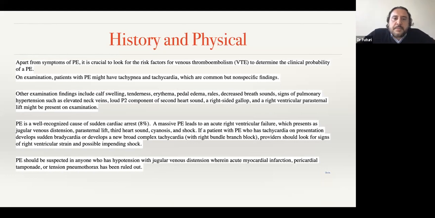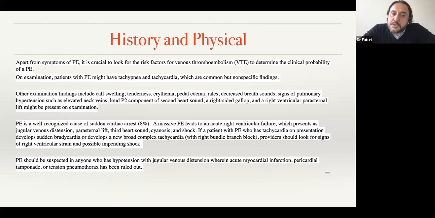In addition to some of the findings in the lower extremity, on physical examination, you may hear decreased breath sounds. Sometimes you may see elevated neck veins from signs of pulmonary hypertension, a loud P2 component of the second heart sound, a right-sided gallop. And in some patients, you may even see a parasternal lift. On the chest, you'll see movement of the area of the chest when the heart beats. And this is typically seen when the right ventricle has now become dilated.